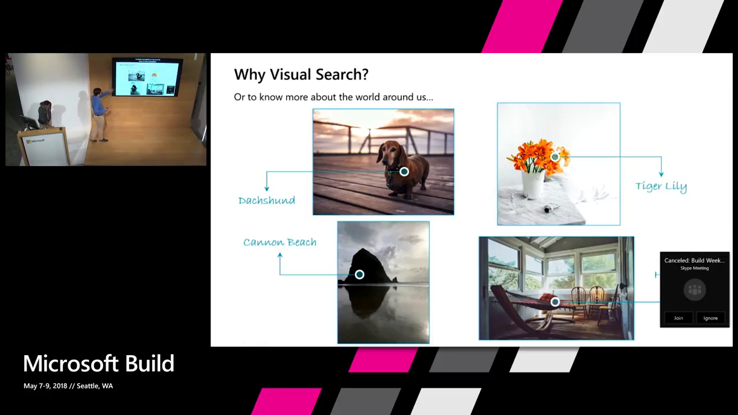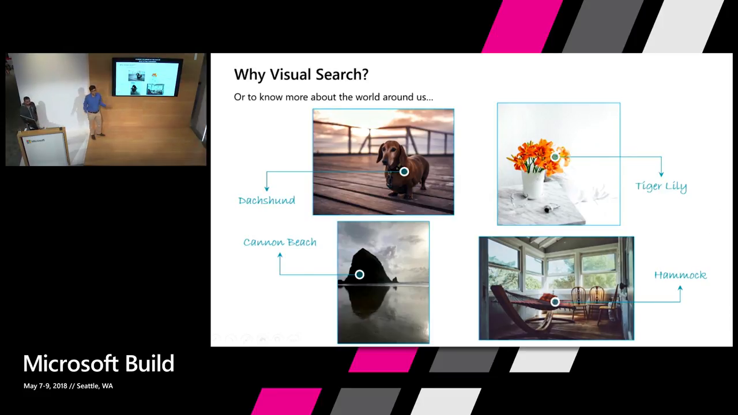When my friend posts something on the web, I would like to know which place that is, because I would like to visit that maybe. Or even furniture, right? I don't even know that this is called a hammock. How do I even go search about that? So that's where visual search becomes really interesting.